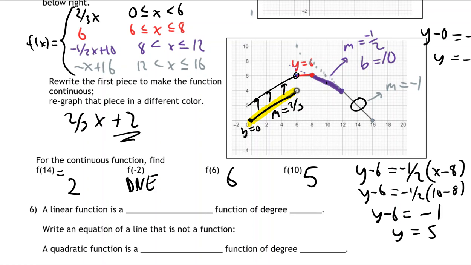Why is 12 left off of that? Because I included 12 from this function. Right. So I was already hitting that point from the purple line. So you just don't want to hit that point more than once.